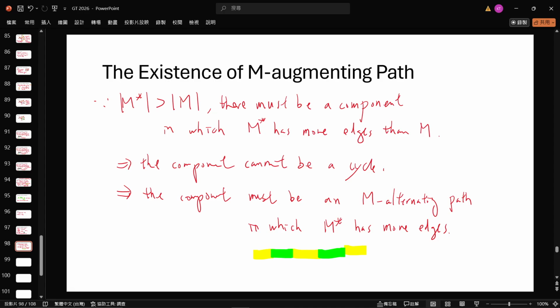Now, I know that it is an M alternating path. I also know that in this path, the first and last edge are not from M. But the definition of an augmenting path is that the first and the last endpoint are not saturated by M. So that's the definition. How do we argue that the two endpoints cannot be saturated by the green matching?